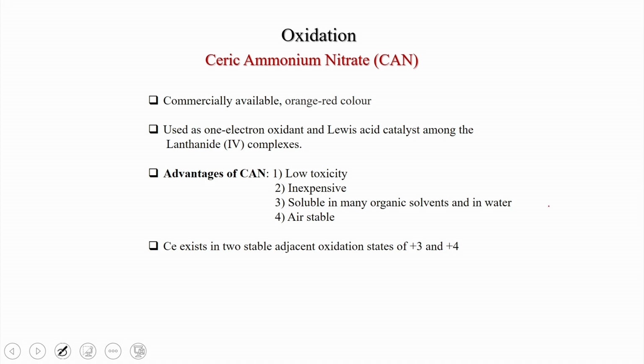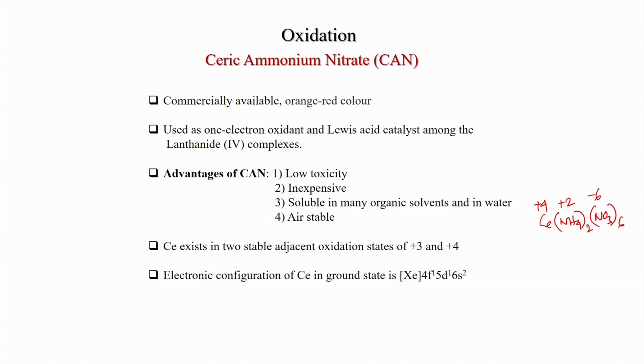So, if you see the structure of ceric ammonium nitrate, 6 nitrate is bringing -6 and 2 ammonium is bringing +2. So, cerium is here +4. So, what happens, on reduction it can go to +3, another oxidation state after oxidizing. Electronic configuration of cerium in ground state is xenon 4f1 5d1 6s2.